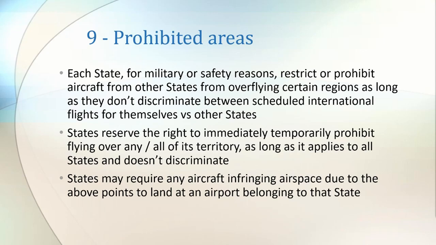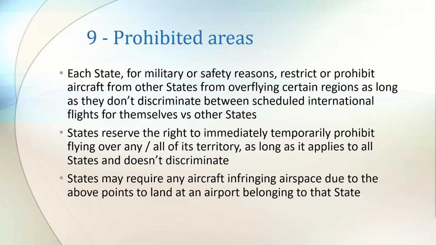Article 9 covers prohibited areas. Each state may, for military or safety reasons, restrict or prohibit aircraft from other states from overflying certain regions as long as they don't discriminate between scheduled international flights for themselves versus other states. A good example of this right being extensively used is in China, where less than 30% of their airspace can be used by commercial airlines.